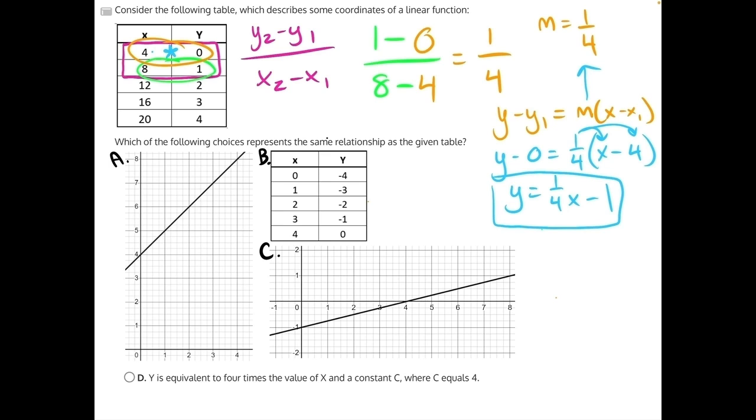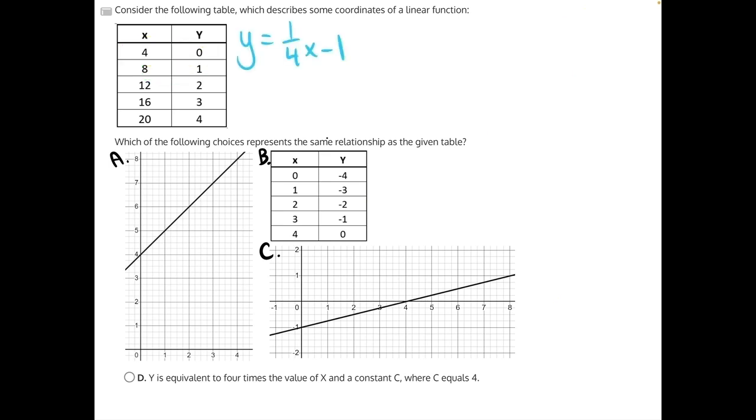Now I'm going to make some room so that we can look at all of our answer choices. Now let's take a look at our answer choices. Starting with answer choice A, we have a y-intercept at positive 4, meaning our b value is positive 4. Yet in our original function, our b value is negative 1. So these do not match, and answer choice A is incorrect.